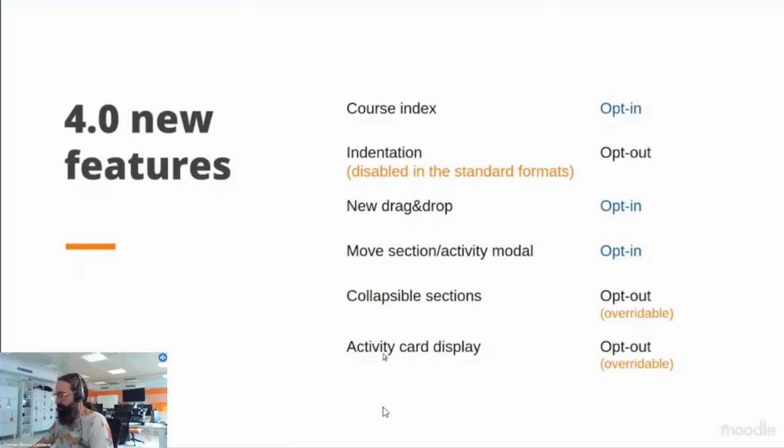And collapsible sections and activity displaying are also something where by default you will get the new version, but you can override it and keep your own renderer methods for that.